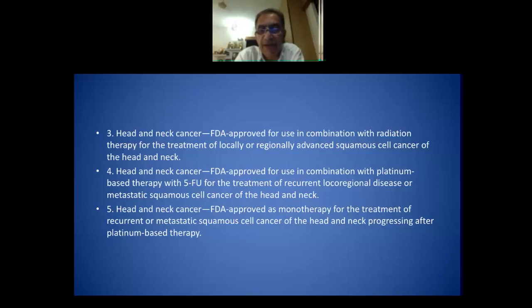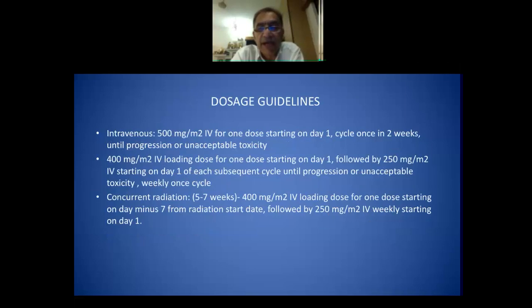And the third, which is probably again not very commonly practiced in India, but there are a lot of institutions in the US which are using it as a monotherapy for the treatment of recurrent or metastatic disease, just giving cetuximab alone for patients who progress after platinum-based treatment. And what we commonly, if at all we do use, and I'm using it less and less nowadays, is when we give cetuximab concurrently with radiation, we do what is called a loading dose. The 400 milligrams.